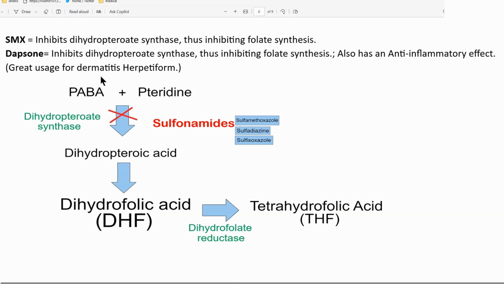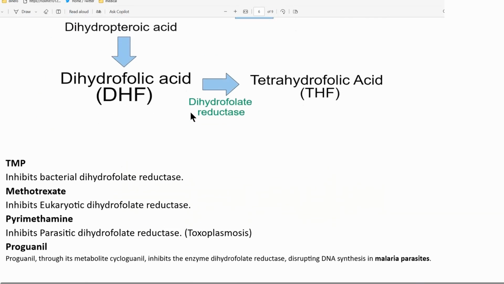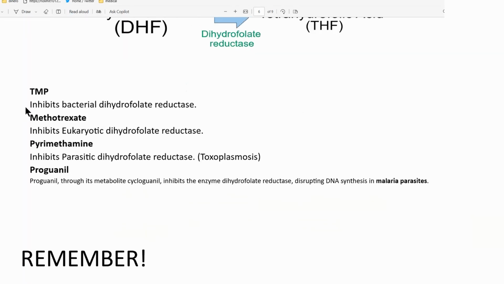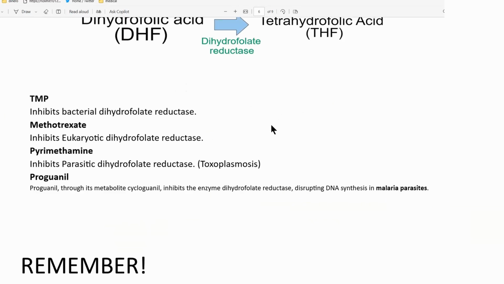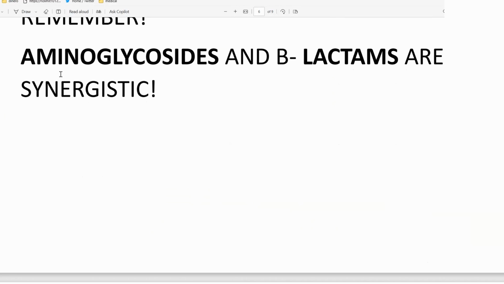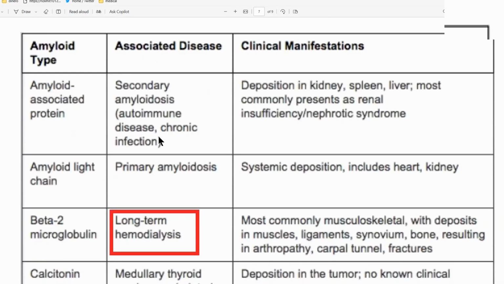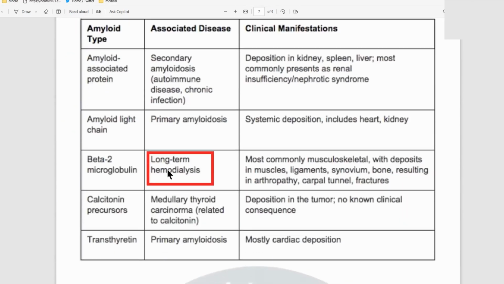So remember that. Okay, we mentioned all these different types of mechanisms of action, TMP, how it inhibits dihydrofolate reductase. We mentioned all that. And then I mentioned that aminoglycosides and beta-lactams are synergistic. Keep that in mind. I keep seeing questions on this. We talked about long-term dialysis, how it can cause uremia. Uremia can lead to beta-2 microglobulin, right? Mentioned all that.